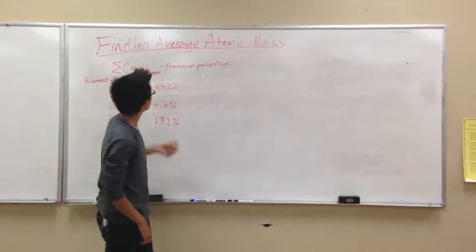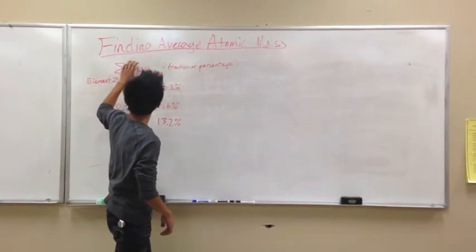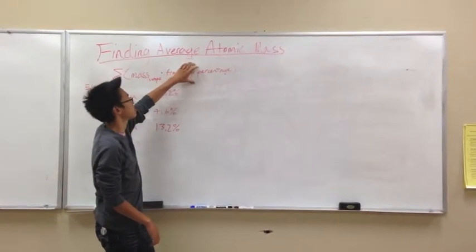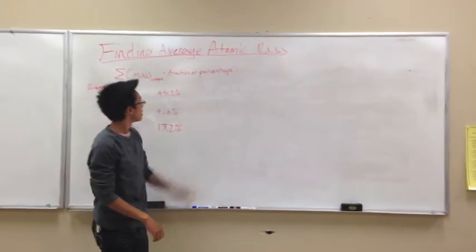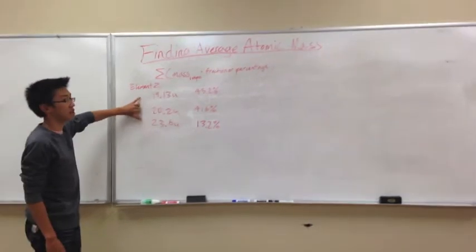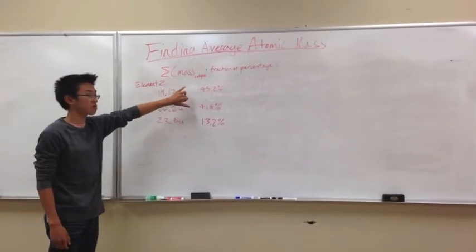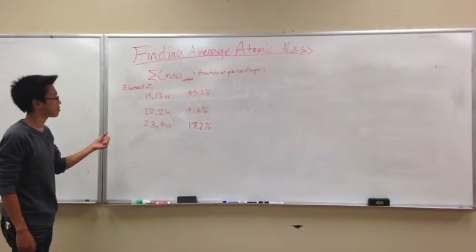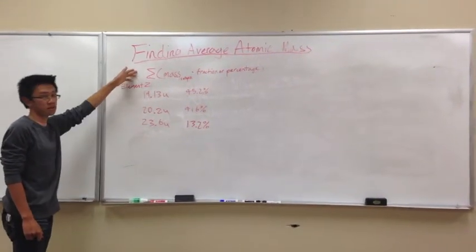To find the average atomic mass based off the masses of naturally occurring isotopes, you should find the sum of the mass of each isotope times its fraction of abundance, or percentage of abundance in the world. So for example, for fictional element Z, there are three naturally occurring isotopes, and each comes with its corresponding percentage of abundance. Try to find the average atomic mass based off these numbers and this formula.